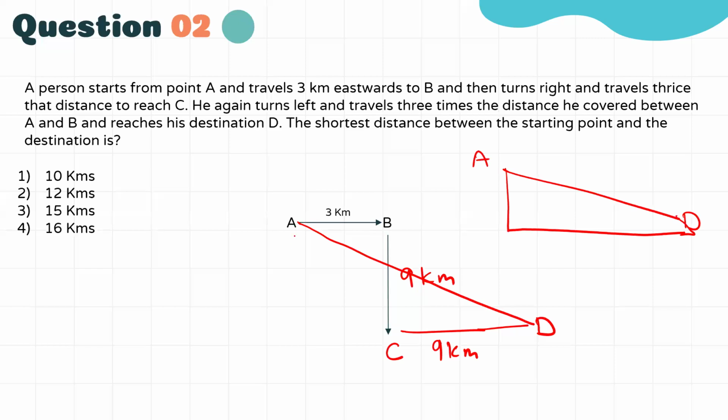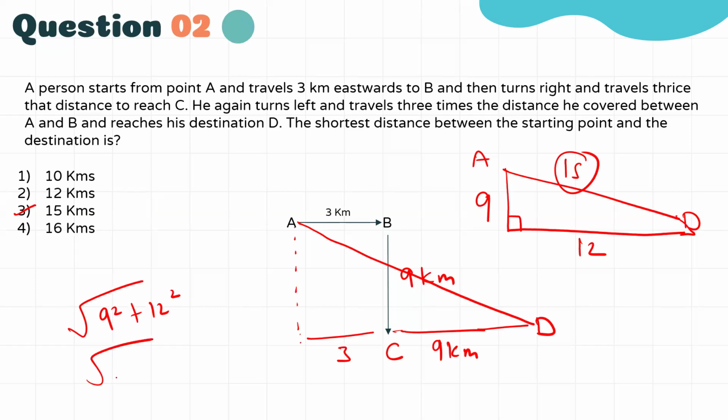So this distance is 9, and this distance is 9 plus 3, that is 12. So this is 90 degrees, so this is Pythagoras theorem. So 9, 12. So 3 3s are 9, 3 4s are 12, 3 5s are 15. That will be 15 kilometers. Directly Pythagoras theorem, 9 square plus 12 square gives you root 225, and the square root of 225 is 15.